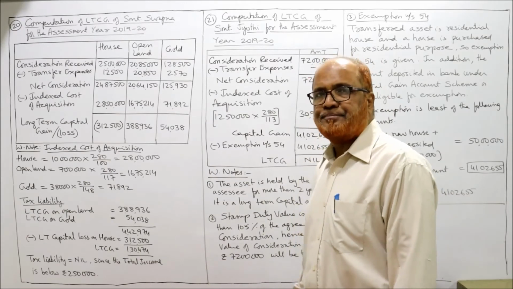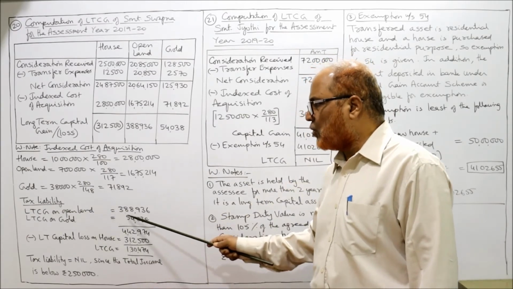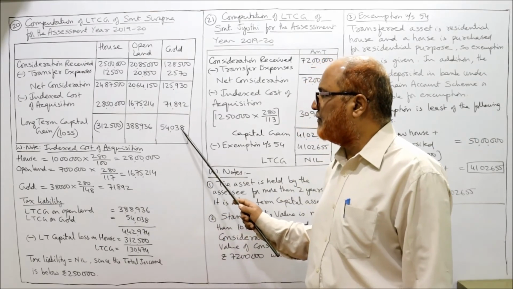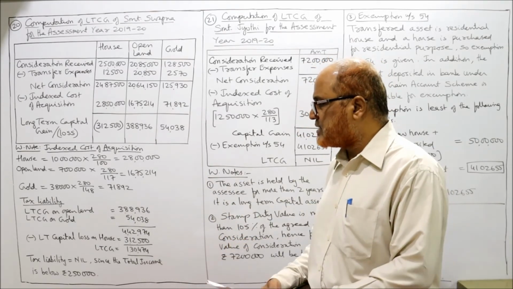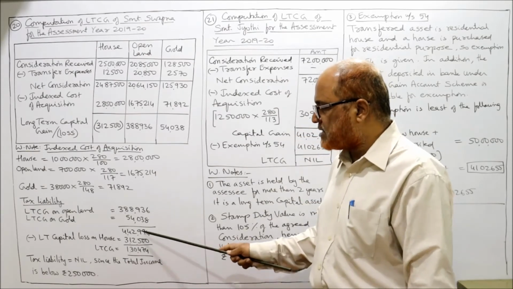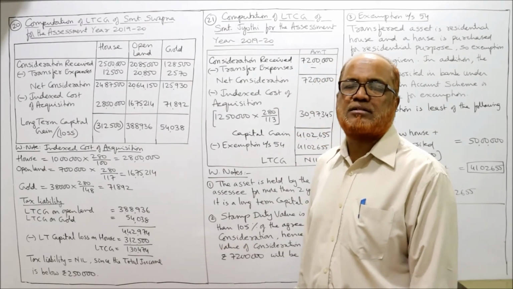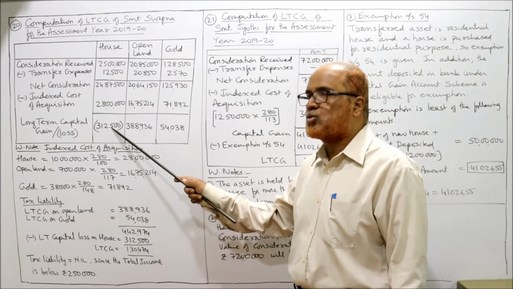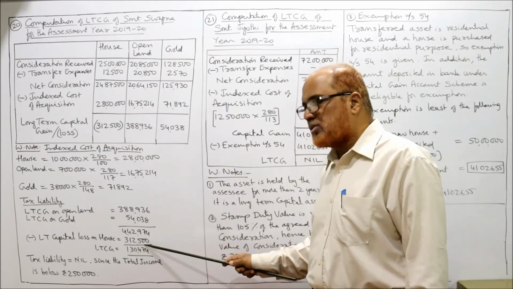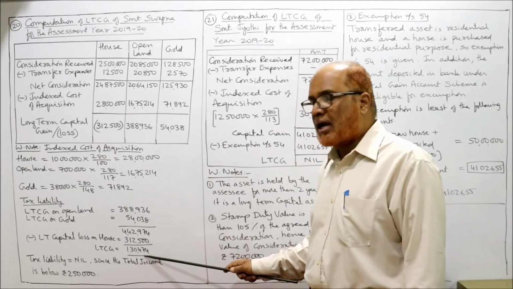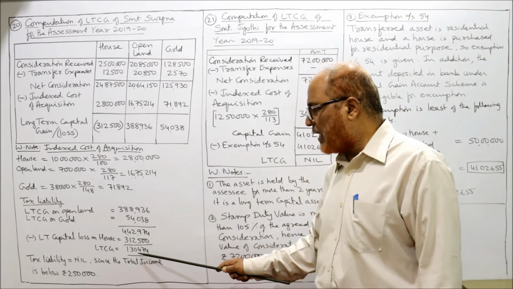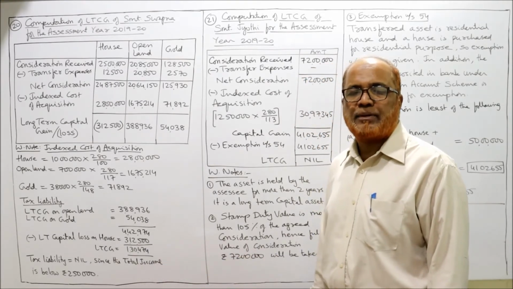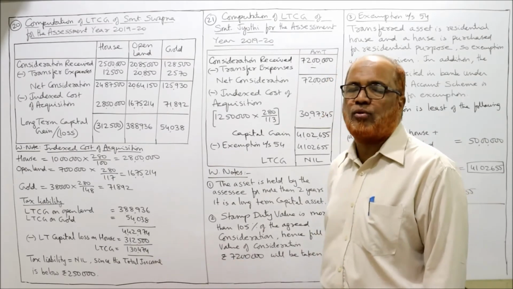Now the tax liability. LTCG on open land is 3,88,936. LTCG on gold is 54,038. So the total LTCG is 4,42,974. From this we can subtract the long-term capital loss. How much is the long-term capital loss? 3,12,500, so we subtract 3,12,500. The net long-term capital gain is 1,30,474.